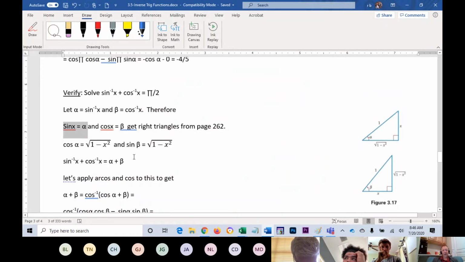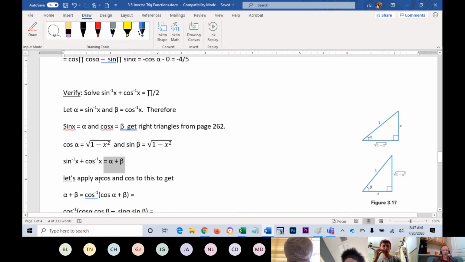That was a yes. The cosine of x, we're going to do the same sort of thing. It's going to be the adjacent over the hypotenuse. This is your beta. So your opposite side is also going to be the square root of 1 minus x squared. Okay. So the inverse sine of x plus the inverse cosine of x is going to equal your alpha plus your beta.